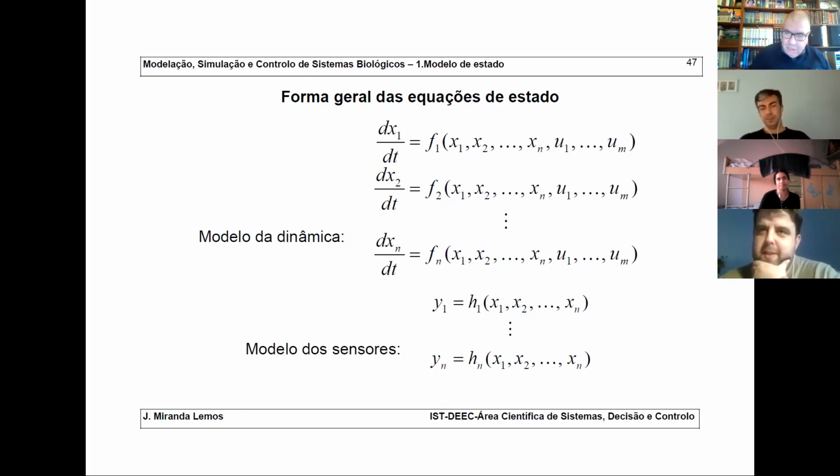Very much like when you have a pendulum. When you have a pendulum, this upwards position is unstable, but you can equilibrate it using a controller. Okay, that's the power of control.